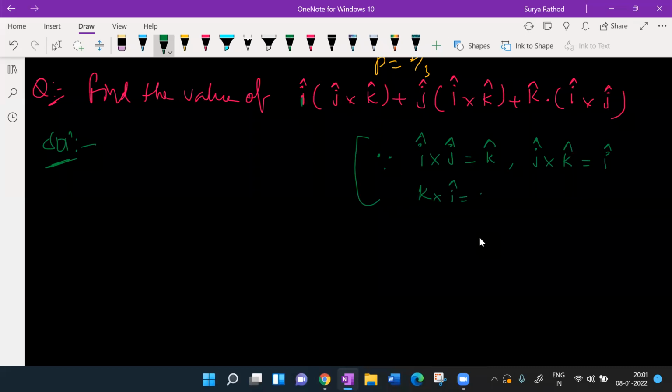Guys, this is a very simple question. You just use the method which I'm just telling you now. So ये होगा तो क्या होगा? I cross K क्या होगा? Minus J क्या होगा? Use this. That's it.